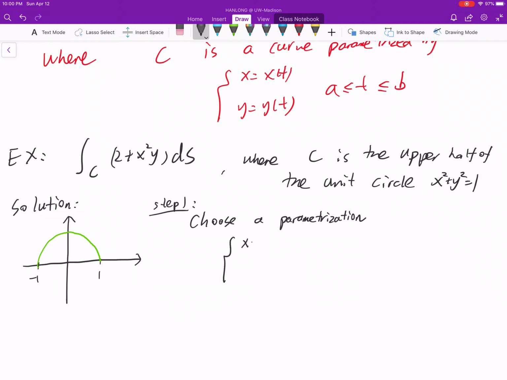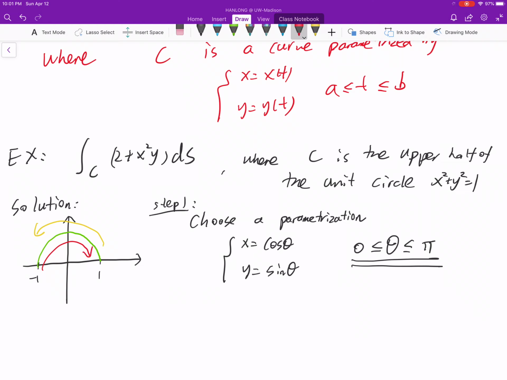And here, a very convenient way is cosine, sine, and you need to choose the angle. Here you see the angle will be between 0 and pi, so you just put 0 to pi here. I will tell you later that for the first kind of integral, you can make your own choice of the starting point. As soon as the bound is correct in this way, you can integrate from this side to this side, or from this side to this side. The answer is the same, but only for the first kind of line integral.